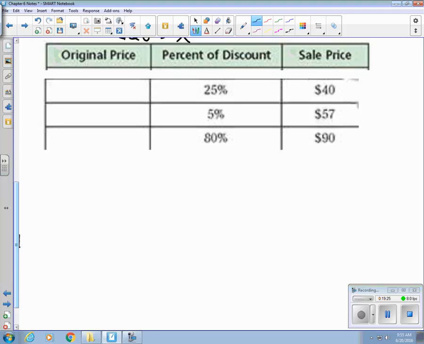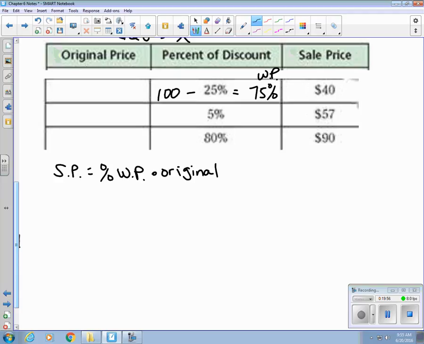We have to find the original. So I'm going to start with the same equation. Sale price is equal to the percent we pay, I'm just going to write WP now, percent we pay times the original. And we're looking for the original. Well, if the percent of discount is 25%, to find the percent we pay, we have to subtract that 25% from 100. We start with 100, we take away the percent of discount, and that leaves us with 75%. That's how much we pay, okay? So the percent we pay is 75%.